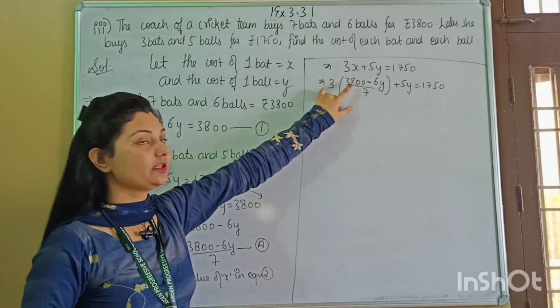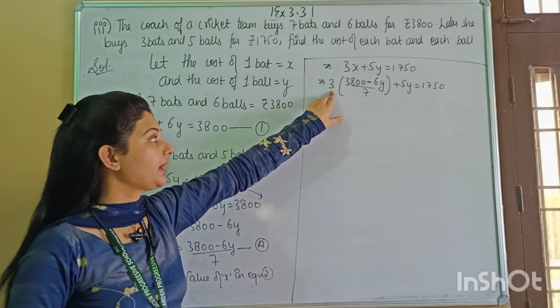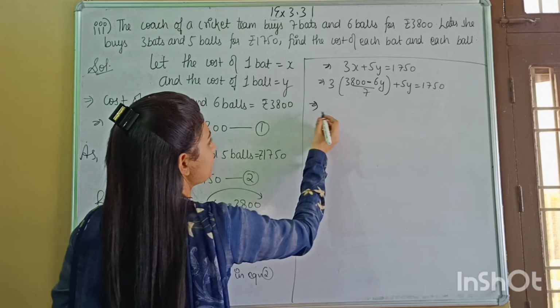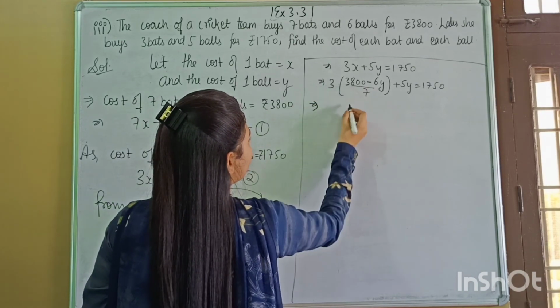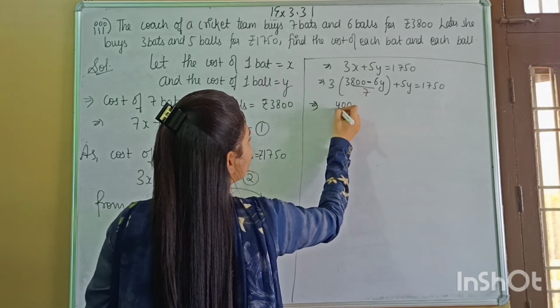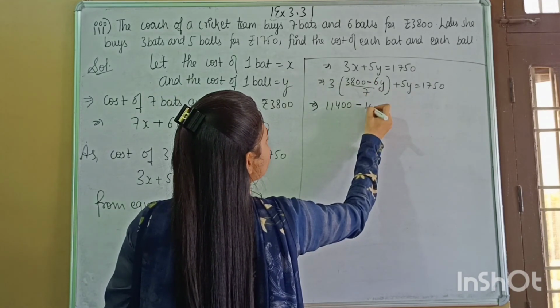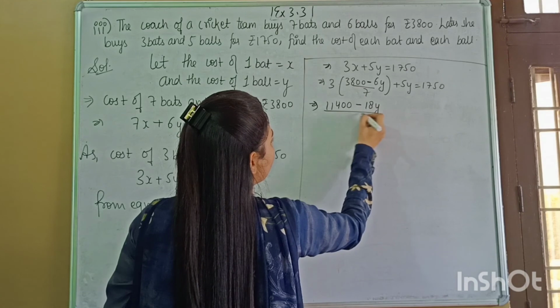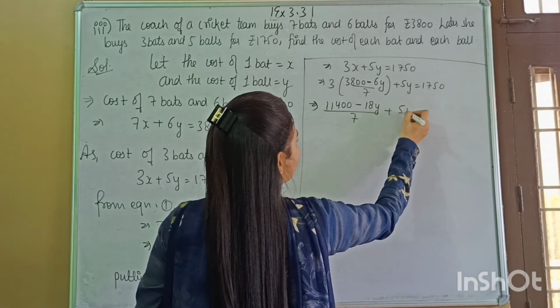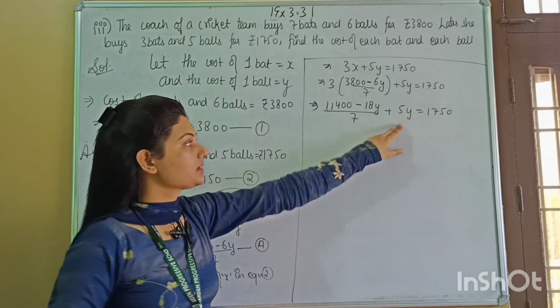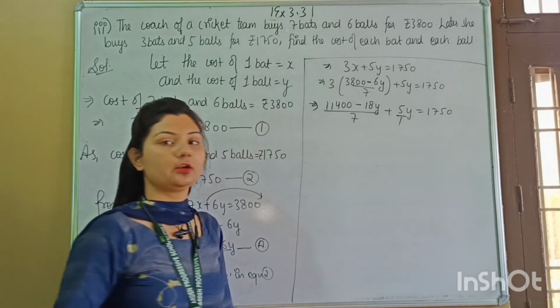This 3 will be multiplied only with the numerator. The denominator will be written as it is. So 3 into 3800 will be 11400 minus 3 into 6 is 18Y, divided by 7, plus 5Y is equal to 1750. Now nothing is there under 5Y, so we will write 1 in the denominator.